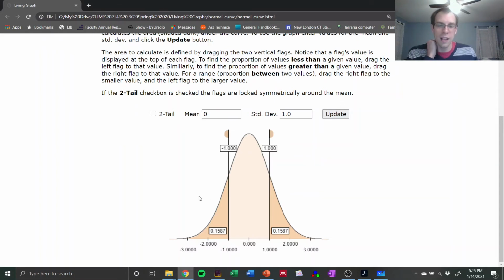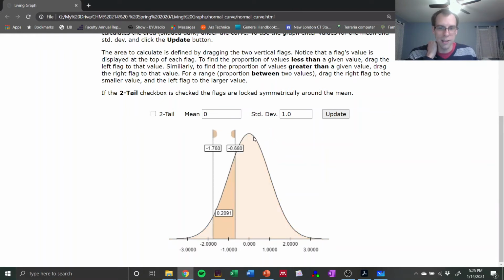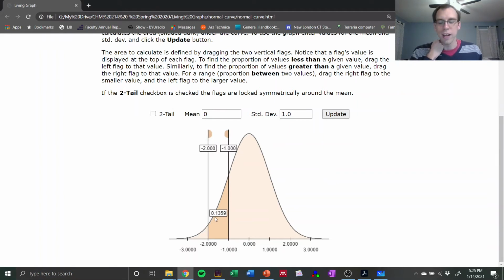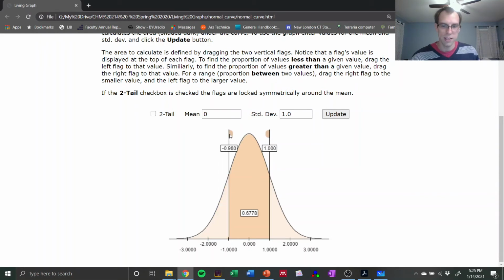But what we're looking at here is the area under the curve. So if I drag this the other way and I make it a little bit more clear, if I say go between here and here, the area under here is 0.1359, or there's a 13.6% chance that we measure a value within this range. That's between -1 and 2 standard deviations away from the mean. So let's look at what's the area inside of something that's, say, plus or minus 1 standard deviation from the mean.